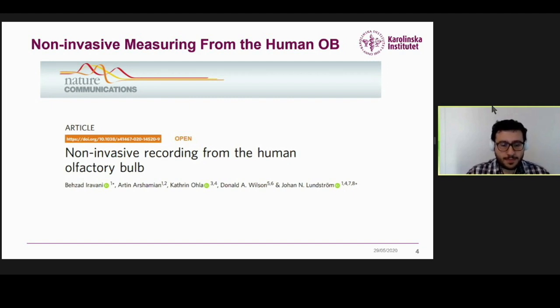In our method, we use a slightly different configuration of the EEG electrodes, and we combine it with a source reconstruction algorithm to actually capture the olfactory bulb response on a scalp level. Our method has recently been published in Nature Communications.